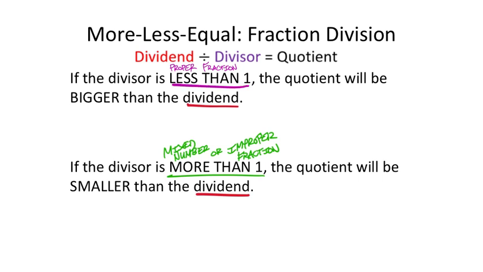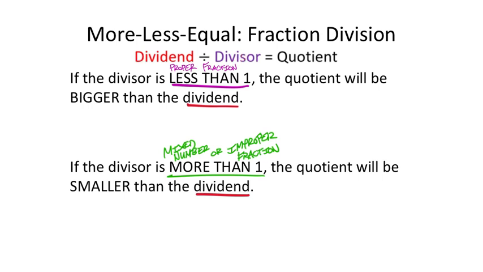So let's look at the statements themselves. If the divisor is less than 1, then your quotient will be bigger than the dividend. Okay? So if we have a proper fraction here, then our quotient will be bigger than the dividend. And the reason that is, is because it will take many of these divisors to make a dividend. But if the divisor is more than 1, so if we got a mixed number or an improper fraction in our divisor, then the quotient will be smaller than the dividend, because we'll take less of these divisors to make a dividend, okay?